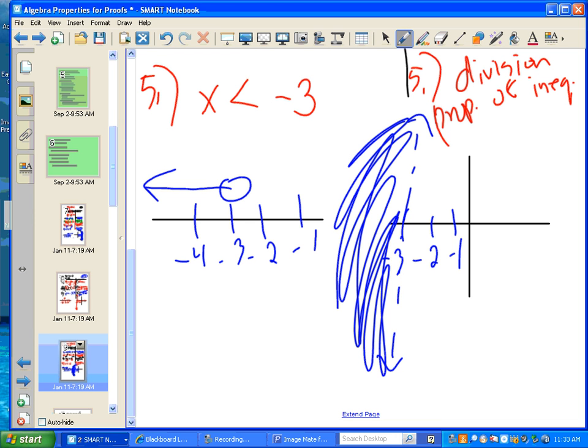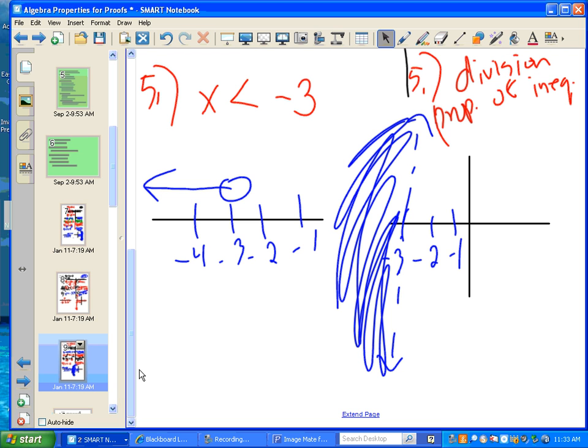Chase. Good question. Good question. It could be negative 3.1. It could be negative 3.9. So you got to make sure that you're including the decimals in here. It's not just a whole number or integer. It could also be the decimals in between. Great question, though. Anyone else?